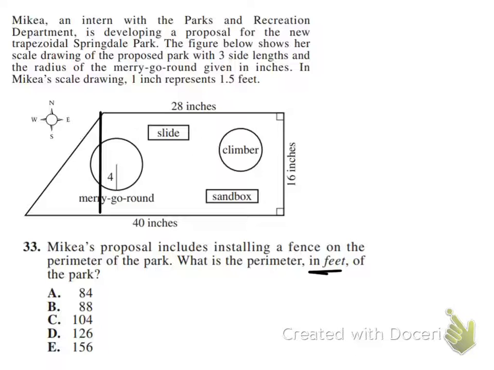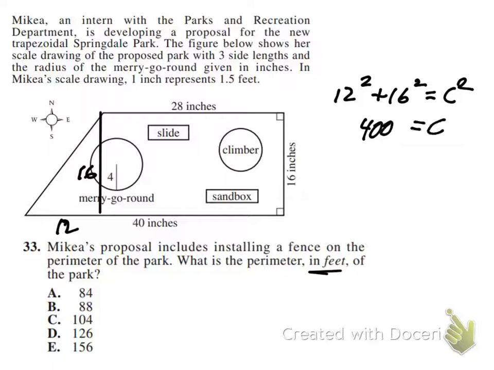So the inches here would give us, let's go back to that. So this was 12, this was 16. And if you use the Pythagorean theorem straight up, 12 squared plus 16 squared equals c squared. That's 144 plus 256. 400 equals c squared, which means c is 20. So there's 104 inches in our drawing, but each inch is 1.5 feet, so you'd have to multiply that by 1.5, and you get 156 is the correct answer.